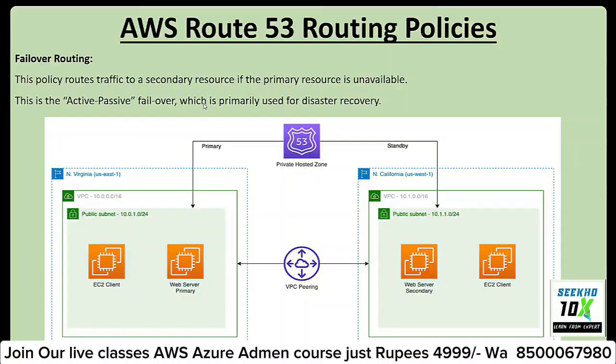The policy routes the traffic to the secondary resource if the primary resource is unavailable, and this is active-passive. So the primary is active, the secondary is passive. Failover is primarily used for disaster recovery. Okay, so it is used for disaster recovery.